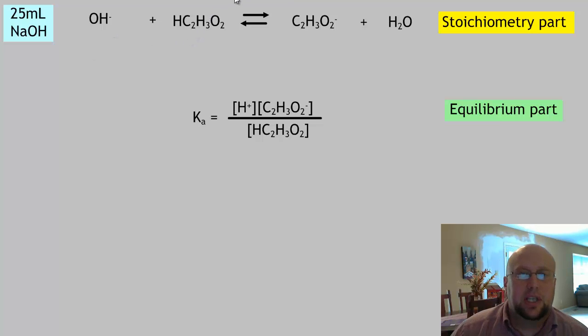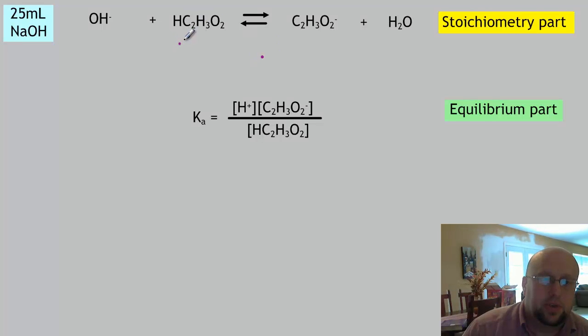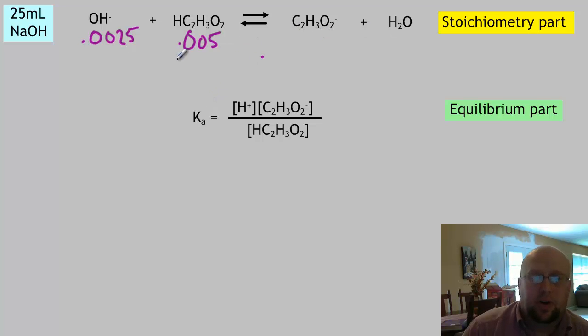So of course we've still got the same initial value for moles here. So 0.005 moles of the acetic acid. And then in this case, though, we're going to have 0.0025 moles of the hydroxide. Okay, still 0 over here and all that stuff.